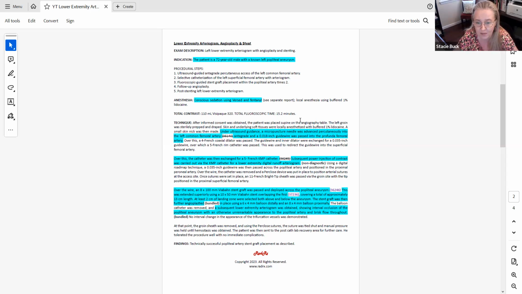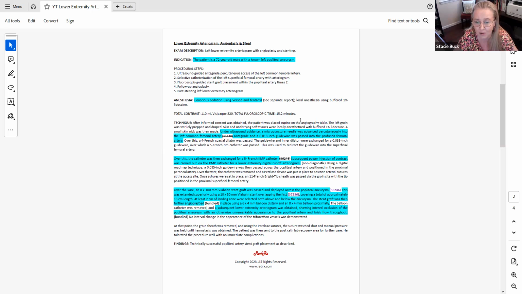From that catheter placement, the physician mentions an injection of contrast for a lower extremity digital runoff arteriogram. Following that, note that I made the comment that it's non-diagnostic. In the indication on the report, the patient has a known left popliteal aneurysm. So to report diagnostic angiography, it would have to meet specific criteria.